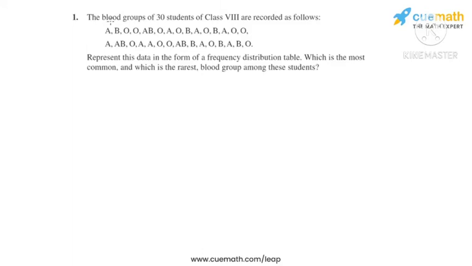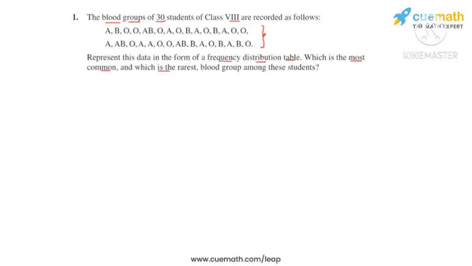Question number 1 of this exercise says that blood groups of 30 students of class 8th are recorded as follows. So this is the given data. The next part of the question says that represent this data in the form of a frequency distribution table and find out which is the most common and which is the rarest blood group among these students.